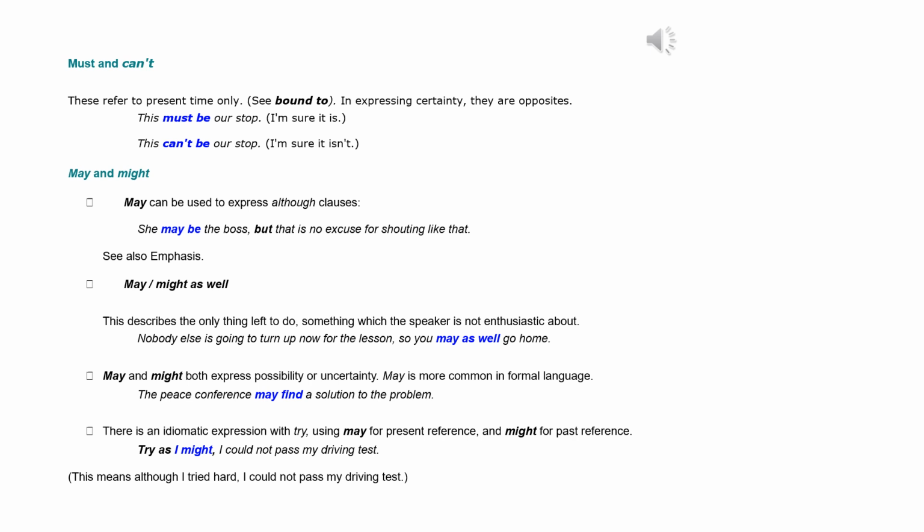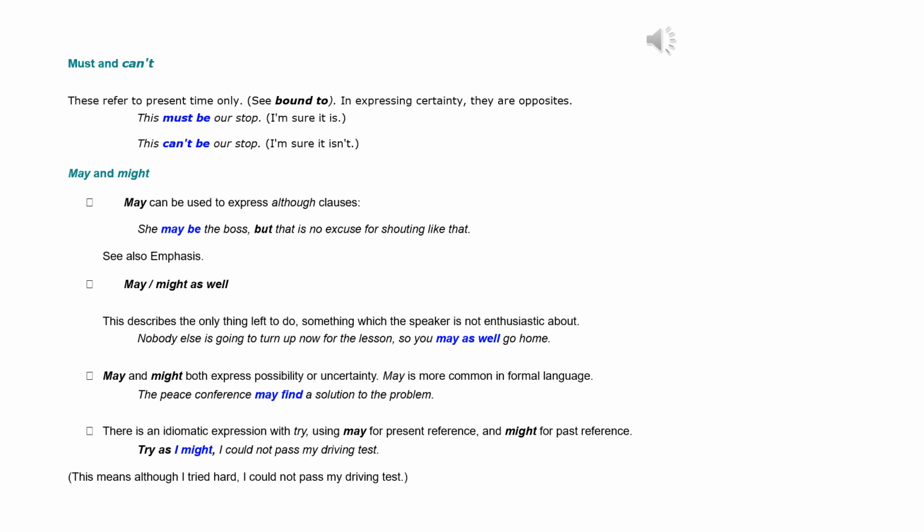Must and can't. These refer to present time only. See bound to. In expressing certainty, they are opposites. This must be our stop. I'm sure it is. This can't be our stop. I'm sure it isn't.